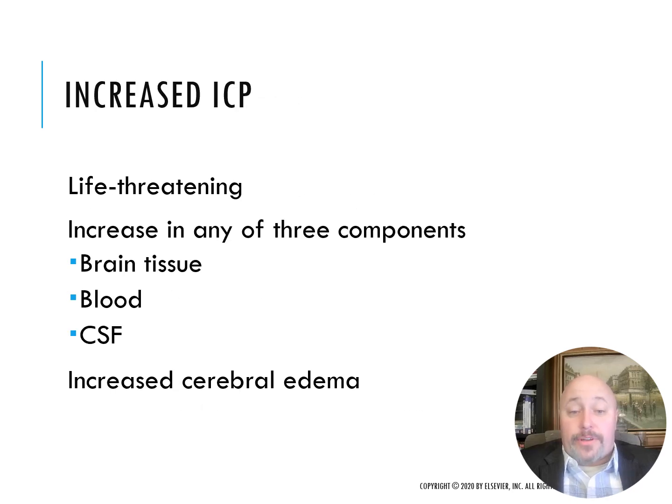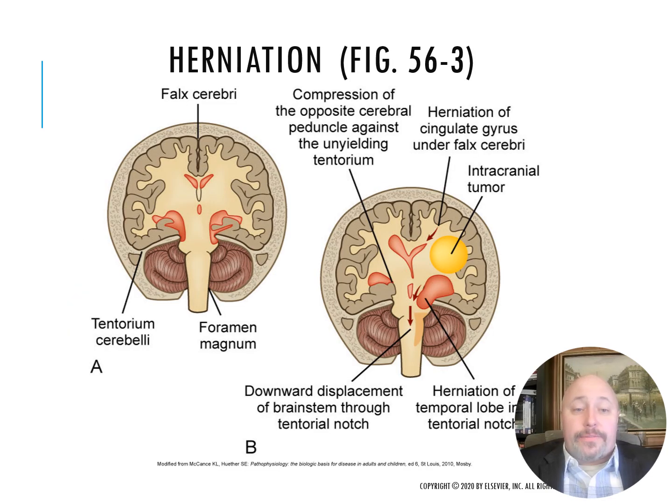In the case of increased intracranial pressure, this is a life-threatening emergency, and the increase in any of the three components, brain tissue, blood, or cerebrospinal fluid, increases the cerebral edema. Here in figure 56-3, we have two diagrams. In A on the left, we have a normal relationship of intracranial structures, whereas in B on the right, we have a shift of intracranial structures.